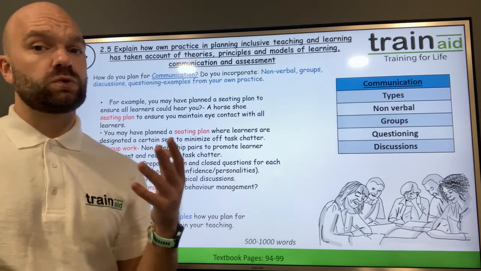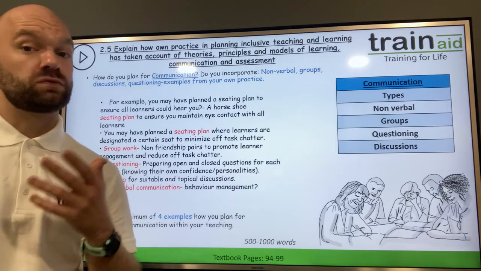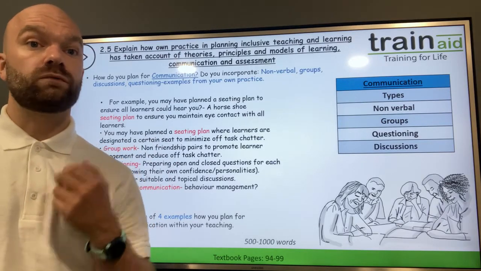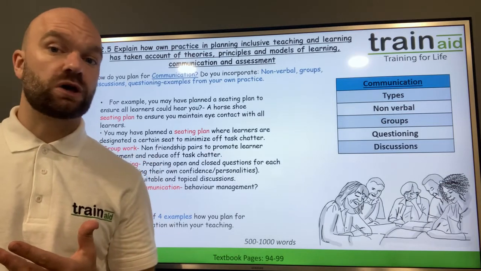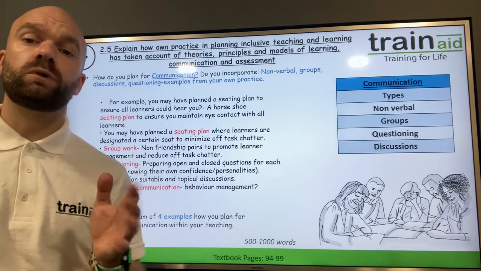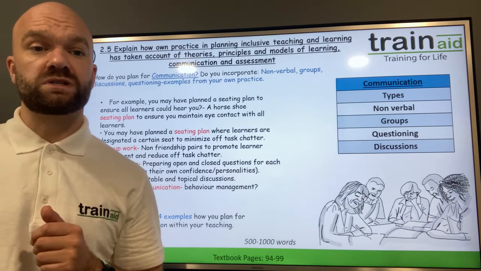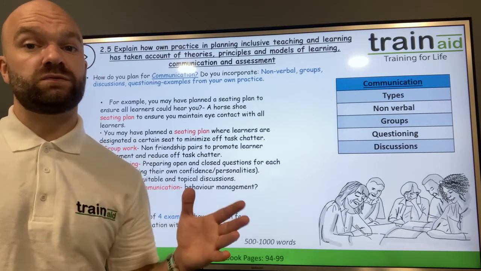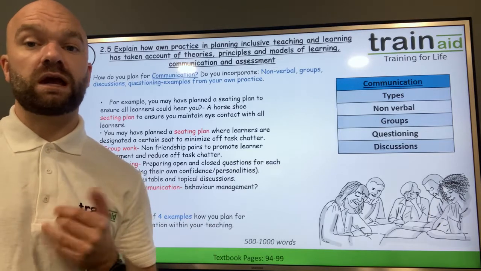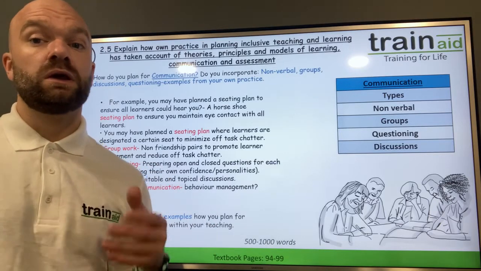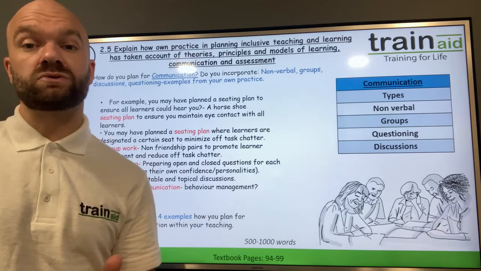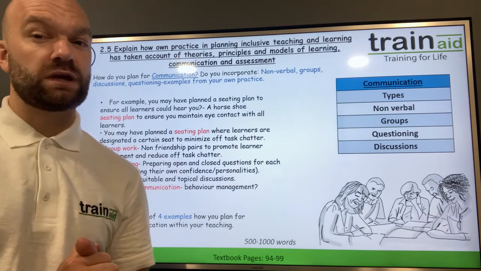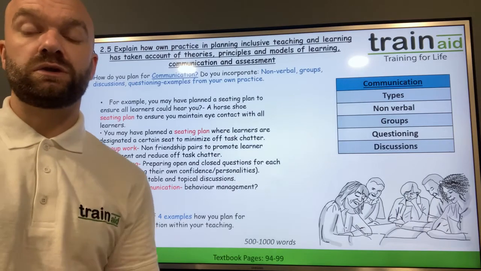So for this assignment question, we're looking at, of course, the importance of communication, but how do you plan for effective communication? Okay, so we're looking for a minimum of 4 examples here, and do once again have a look within the textbook at pages 94 to 99. Okay, and a suggested word count is between 500 to 1,000 words. Okay, so how do you plan for effective communication, okay, within your classroom?